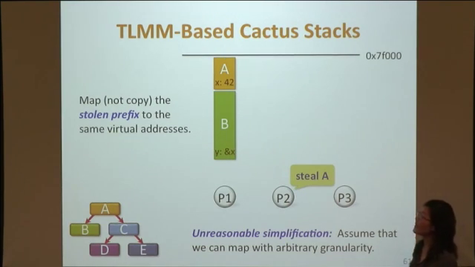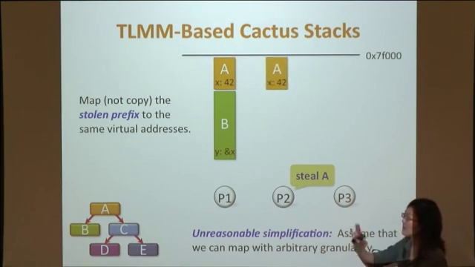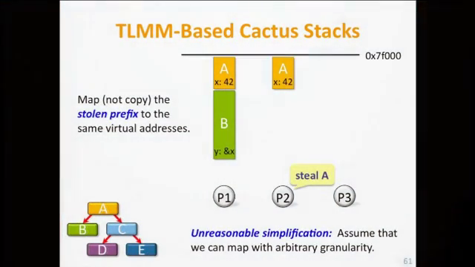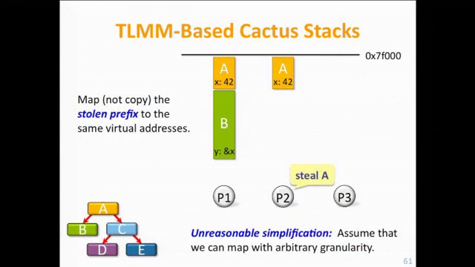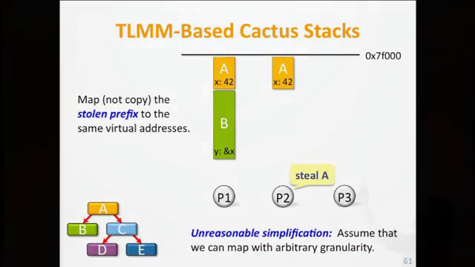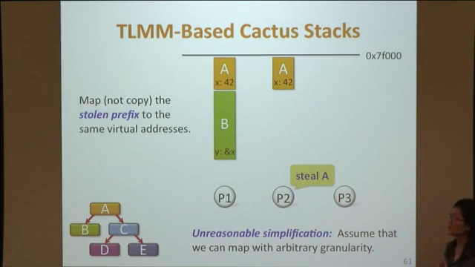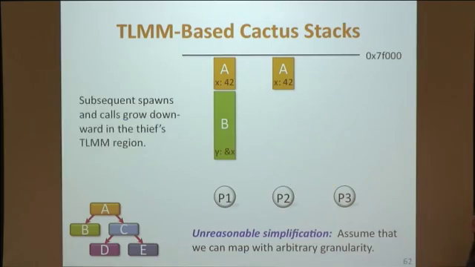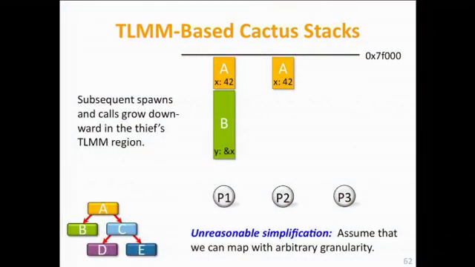And when P2 steals A, it maps, i.e. not copies, the stolen prefix. In this case, the stolen prefix is just frame A, to the same virtual addresses. So it maps the physical memory corresponding to frame A, aligning at the same virtual address as in P1's space, in its own TLMM region. And then it continues execution. And at this point, it just operates on it like a linear stack.